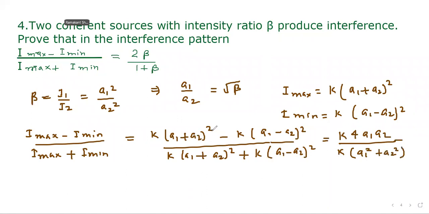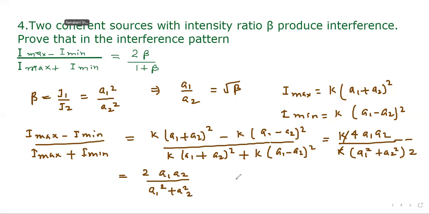Here formula is (A plus B) whole square equal to A square plus 2AB plus B square, and (A minus B) whole square equal to A square plus B square minus 2AB. So k will cancel out. So we have got 4 times A1 A2 divided by twice of, here there will be 2, that is missing, so twice of (A1 square plus A2 square). So this will become 2 times A1 A2 divided by (A1 square plus A2 square).